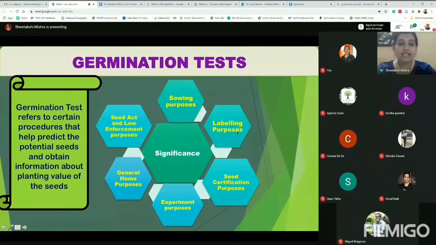And it is also used for labeling purposes and seed certification purposes. Different industries which are involved in selling seeds should give a certificate that yes, the seeds which we are providing are going to give you a better yield. And this is done by using the germination test. Other significance includes experiment purposes, general home purposes, and Seed Act and law enforcement purposes.